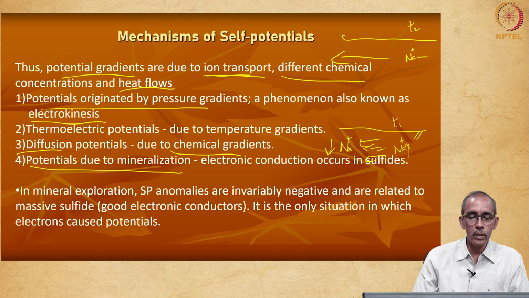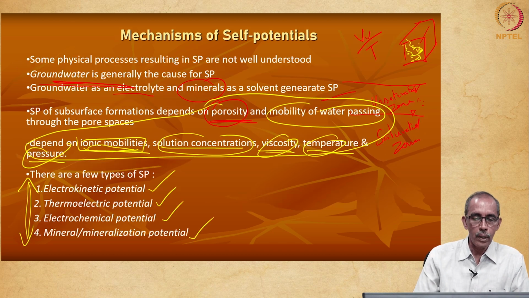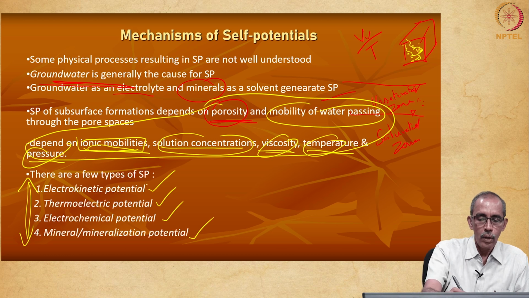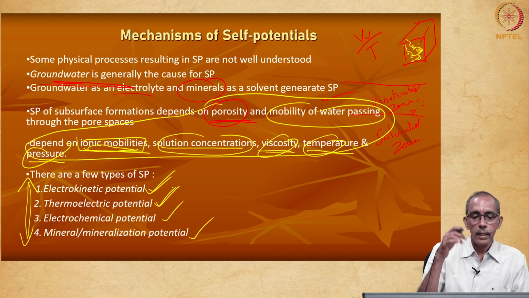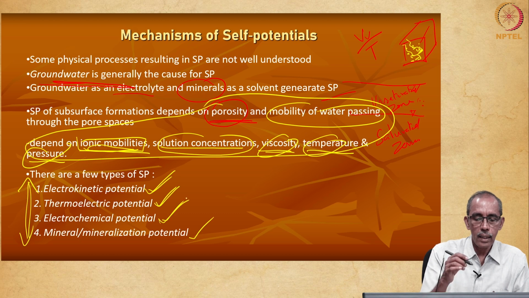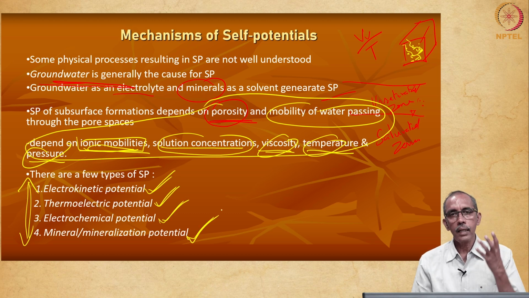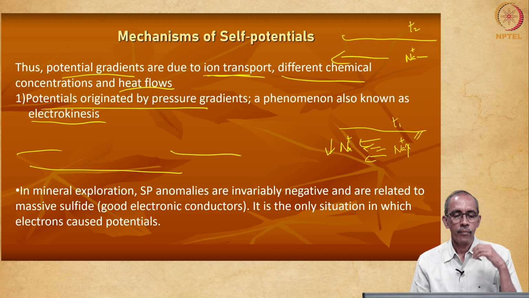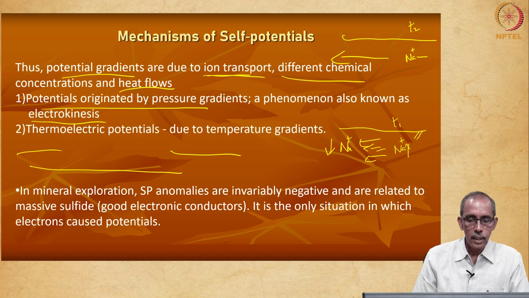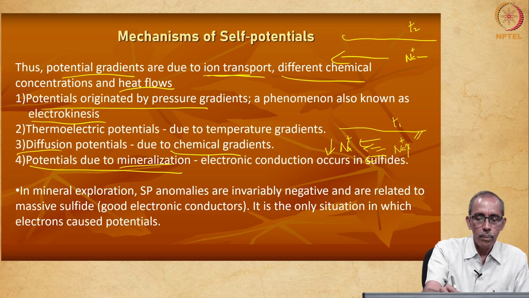This cell potential is due to mineralization. These are all the 4 types which we had seen on the previous slide also. That is, one is the electrokinetic, thermal gradient, then this is chemical gradient, last is due to minerals, right. Minerals may occur as if in a structure something similar to what we see in a battery, right. So, what we had seen last is the due to mineralization.